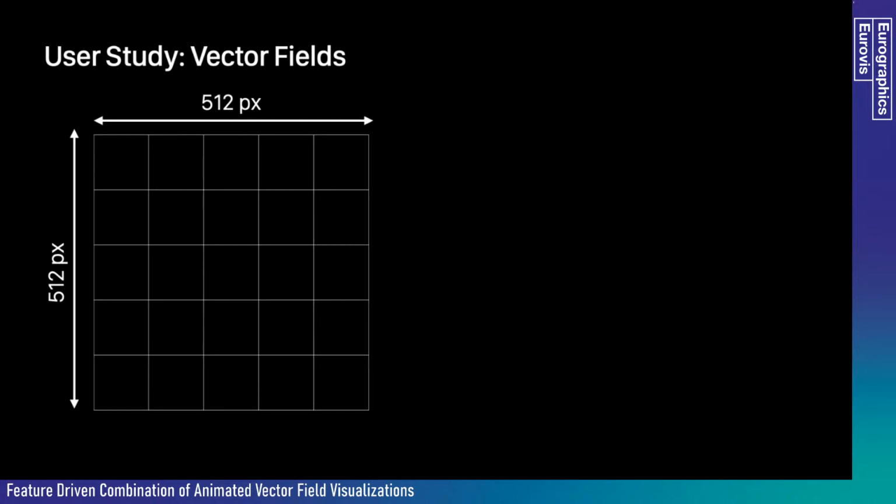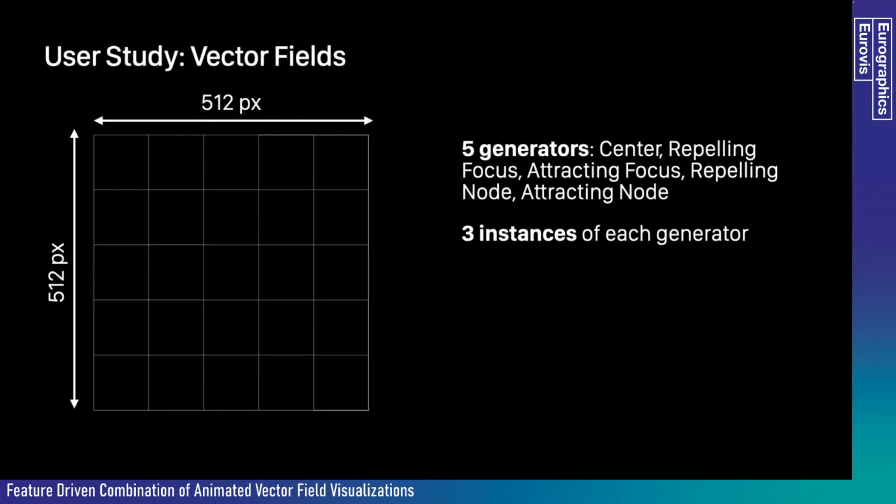We use synthetic vector fields for our task. We wanted to be able to control the number and type of critical points in a field. Using only one vector field could introduce biases, so we generate several fields of similar complexity. To achieve this, we use a grid of 25 cells, and we use 5 generators for the features center, repelling focus, repelling node, and attracting node. In each vector field, we add 3 instances of each one of these features, and each one of these instances is added randomly to one of the cells. To spread the critical points across the field, we keep only one of these points per cell.